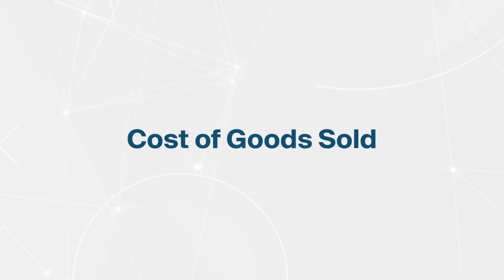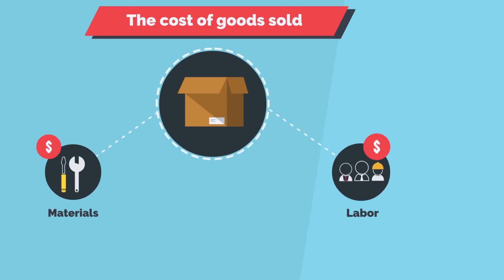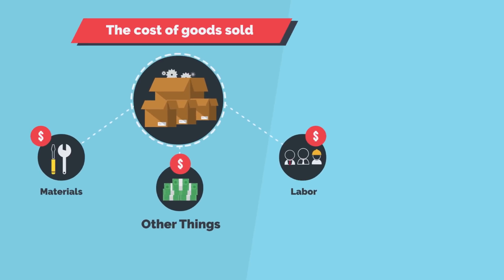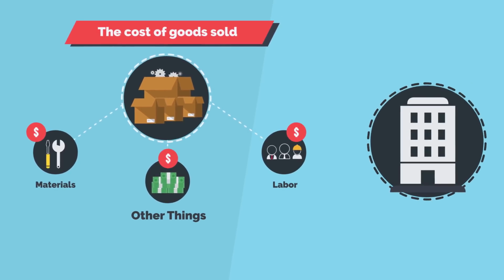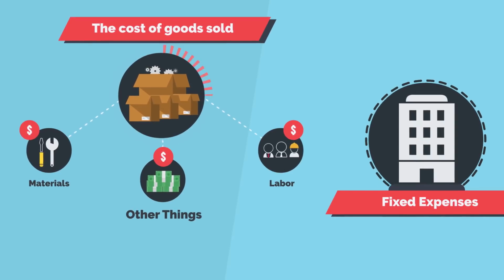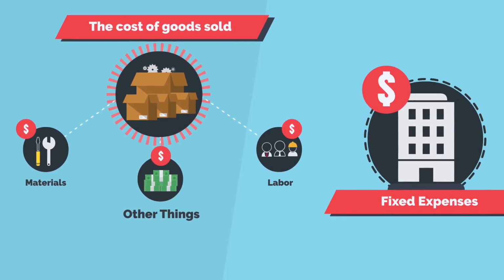In this lesson, we're going to cover the cost of goods sold. The cost of goods sold is the total cost of materials, labor, and other things that are variable based on the amount of product or service the company makes. These expenses stand in contrast with fixed expenses that will be incurred whether or not a unit is produced, such as the cost of a facility.